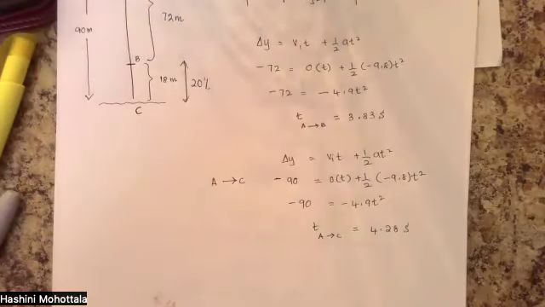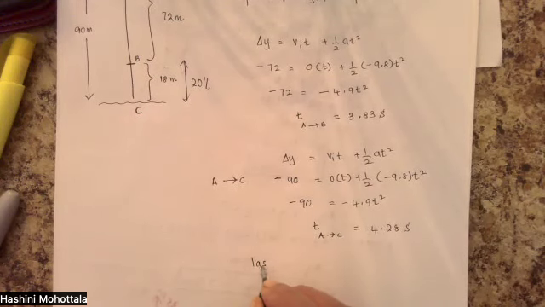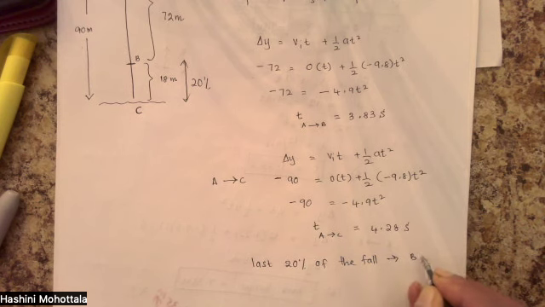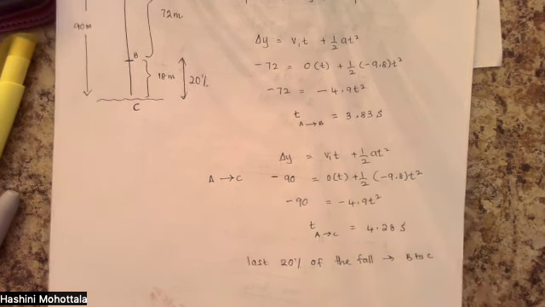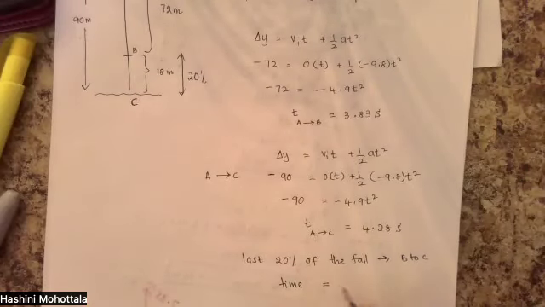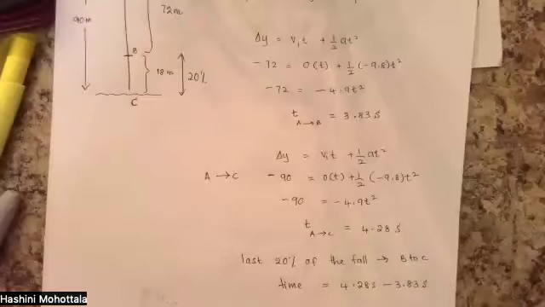Take the difference between TAC and TAB. So basically, the last 20% of the fall is from B to C. And the time corresponding to that equals 4.28 seconds minus 3.83 seconds.